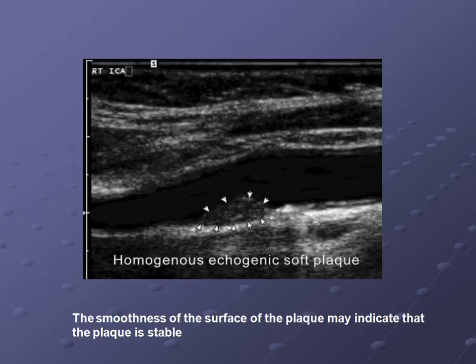Okay? For example, you see this plaque here? It's a smooth plaque. It's hypoechoic. Okay? The surface is intact, it's not ulcerated, and it's regular. Nice, smooth plaque. Okay? Soft plaque. It's not calcified.